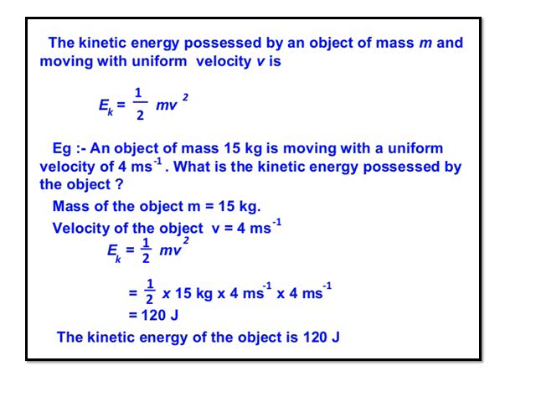Mass is given as 15 kilogram. Velocity is given as 4 meter per second. So substitute in the formula half mv square: half into 15 into 4 into 4, it gives 120. Since the SI unit of energy is joule, it is 120 joules. So the kinetic energy possessed by the object is 120 joules.